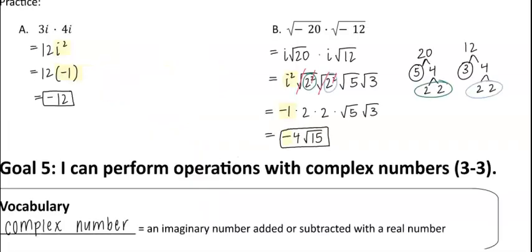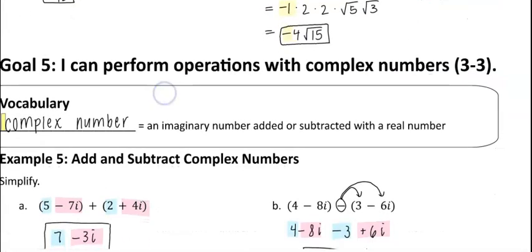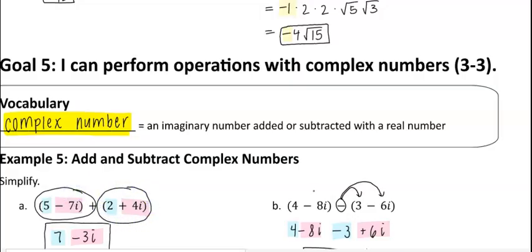Here are the answers to those practice problems, and then next we're going to look at complex numbers, which are pretty much the same thing, except, like I said earlier, if you have an imaginary number added or subtracted with a real number, that's what makes a complex number. So like 5 minus 7i here in this example, 2 plus 4i, 4 minus 8i, those are all examples of complex numbers. It has the real number part, the imaginary number part.